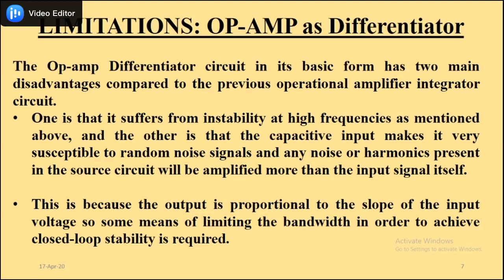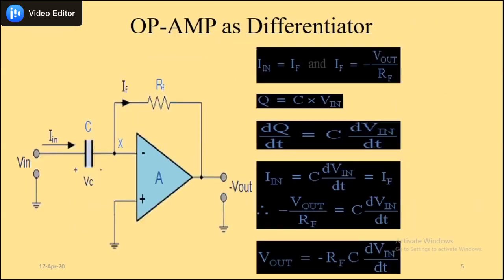So here first I will come to the second point. If you observe, V out is directly proportional to the slope of the input. Slope of the input is nothing but dV in by dt, which is written here. So when you operate with high frequencies, your output tends to increase in a very rapid manner.